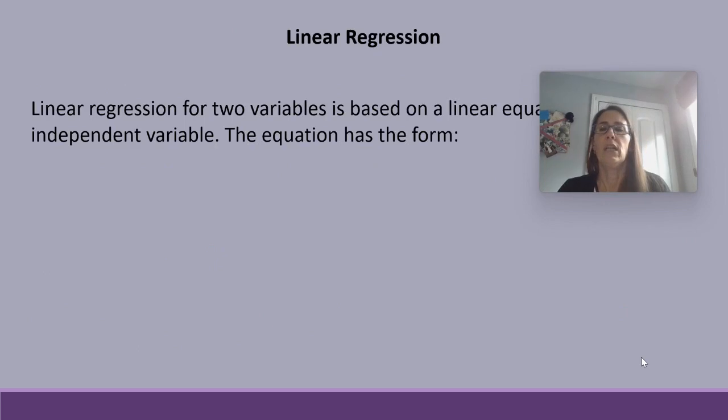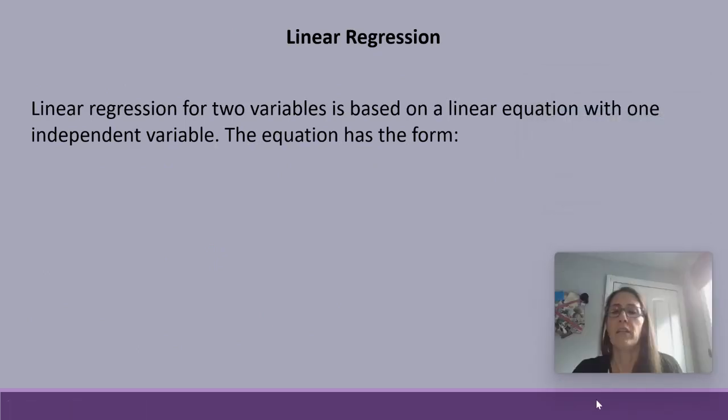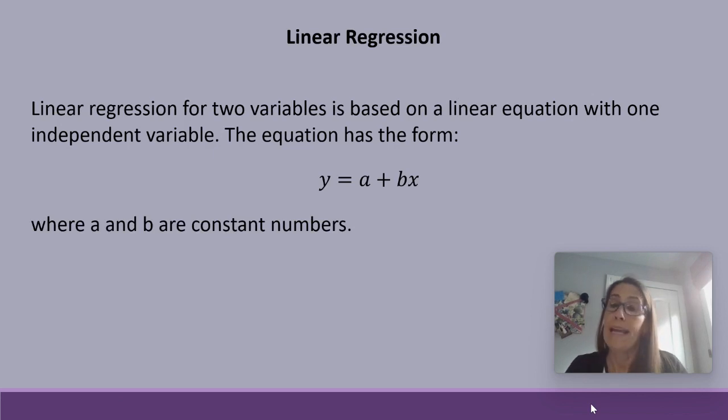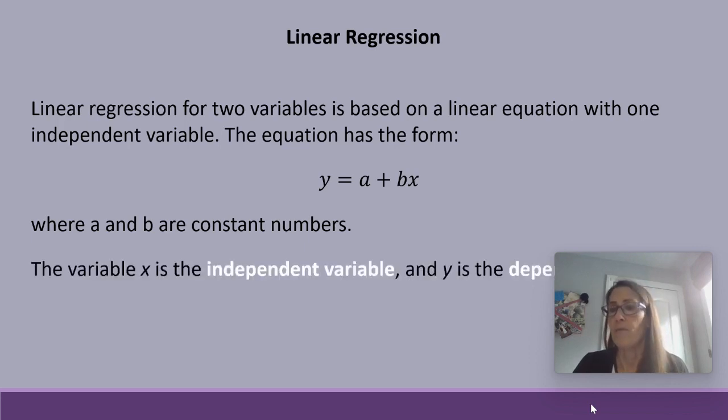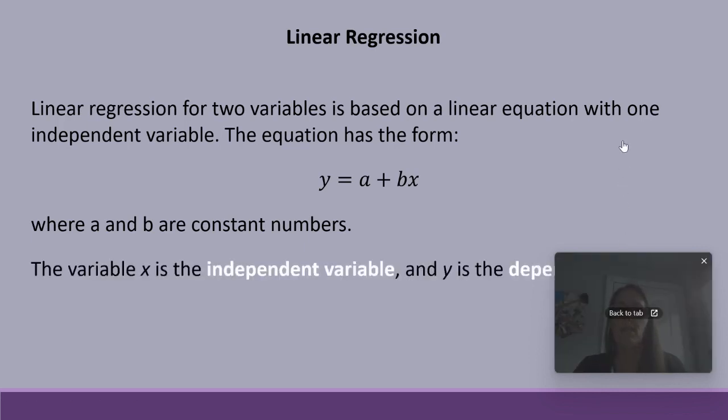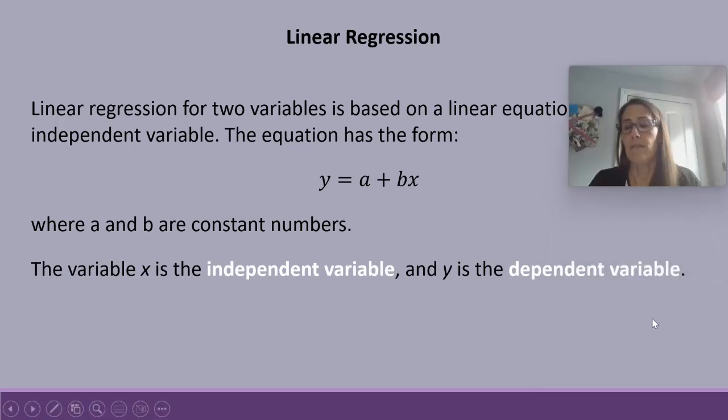So linear regression for two variables is based on a linear equation with one independent variable. And the equation has the form y equals a plus bx, where a and b are constant numbers. This probably looks familiar to you, but the a and the b are different than what you might have seen in algebra classes. Usually we have something like y equals mx plus b. When we're talking in statistics about linear regression, we use different variables, which mean the same things, but have different names. So x is the independent variable and y is the dependent variable.